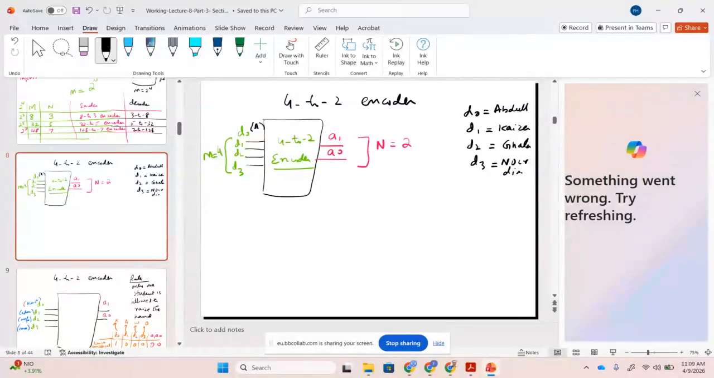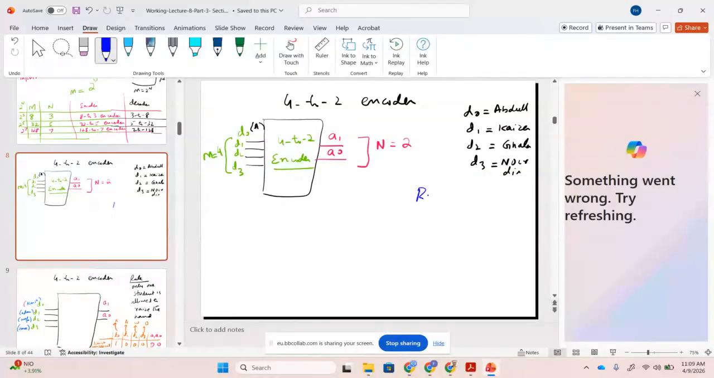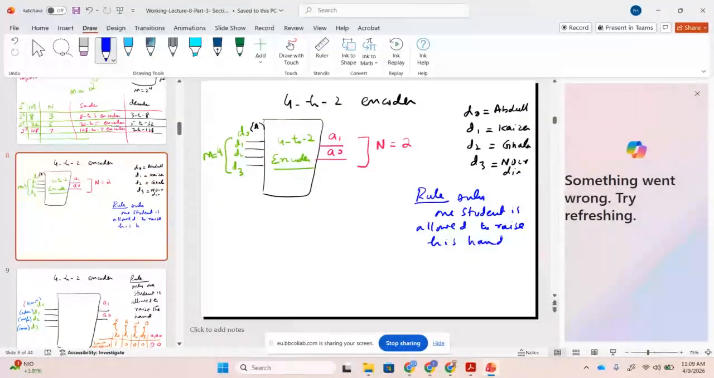Now what is the rule for an encoder? Let's assume this is the rule for an encoder: only one student is allowed to raise his hand. Got it or not got it? So this is rule number 1. If you want to design an encoder, this is rule number 1. Only one student is allowed to raise his hand.